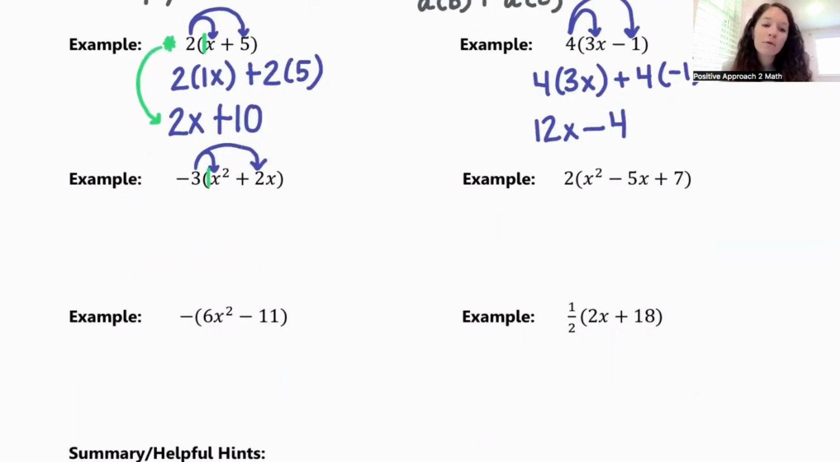So -3 times 1 would give us -3. And then I'm going to just attach the x squared. And then -3 times a positive 2 would give us a -6. So I'm going to write that and attach that x. We don't want to forget these variables, so bring them along for the ride. We don't want to just write -3 minus 6. Okay, we got to bring down those variables and keep them as they are.